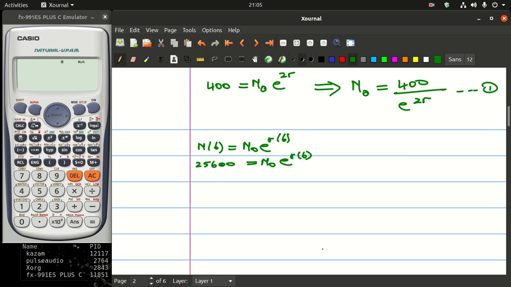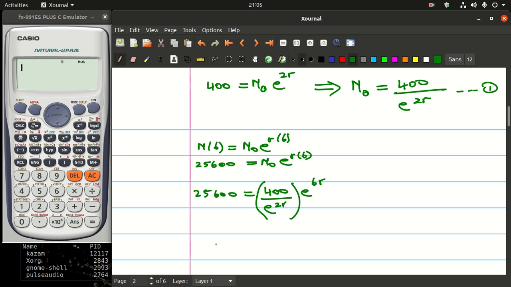Now you will see that I have 25,600 is equal to N naught. What is the value of N naught? From equation 1, N naught is 400 divided by e raised to 2r. So I replaced this N naught by that value. This remains the same, e raised to 6 times r. R times 6 is the same as 6 times r.